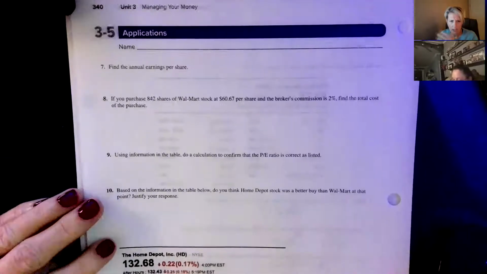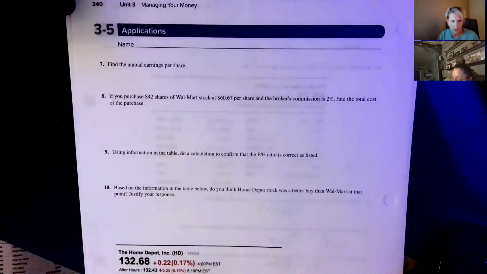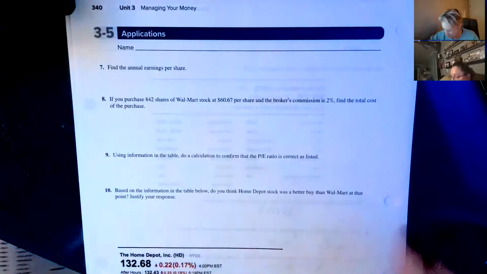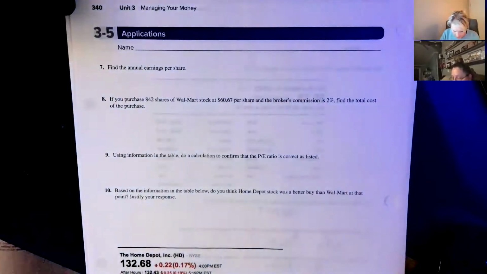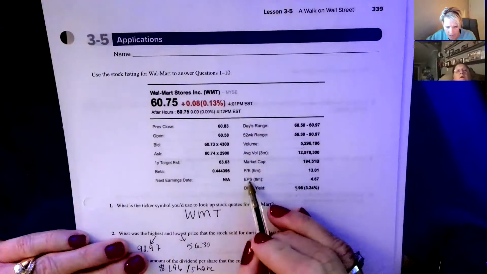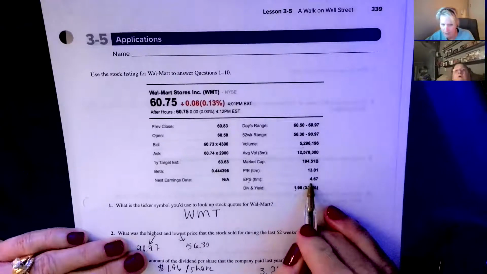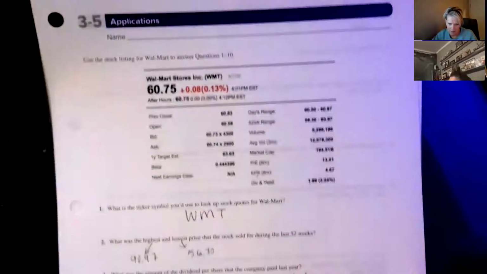Now, the next page is kind of using some of the numbers to do some other things. So number 7 says find the annual earnings per share. And that is the earnings per share right here, $4.67. That's the EPS.